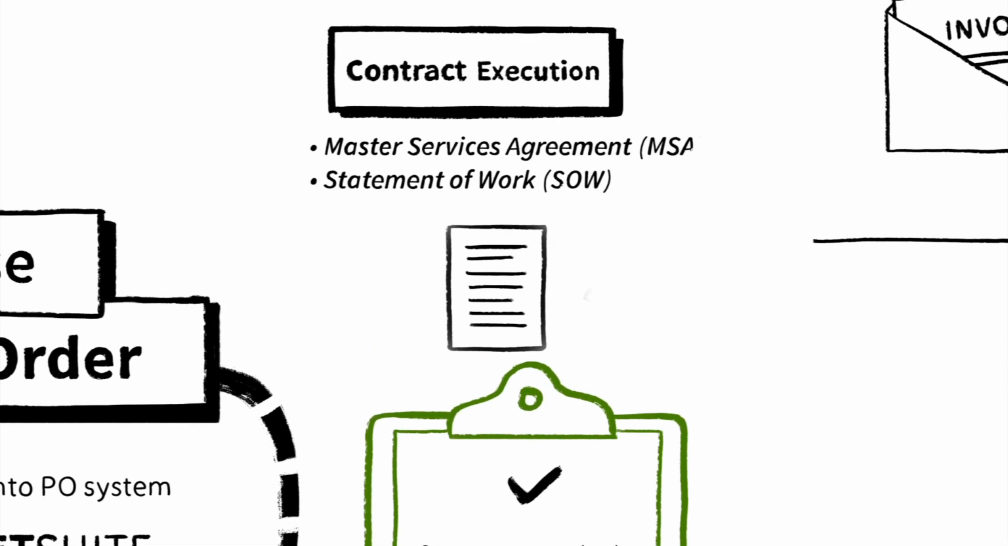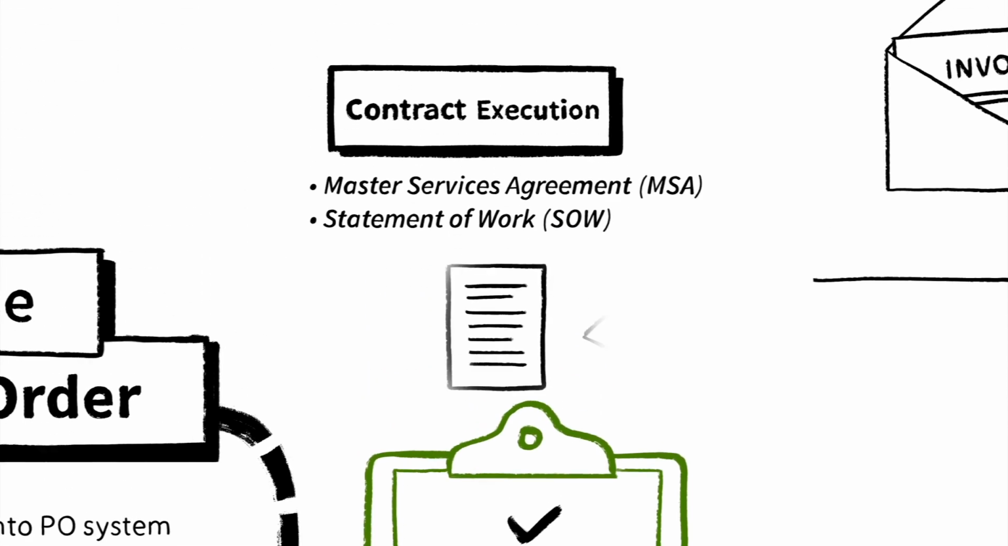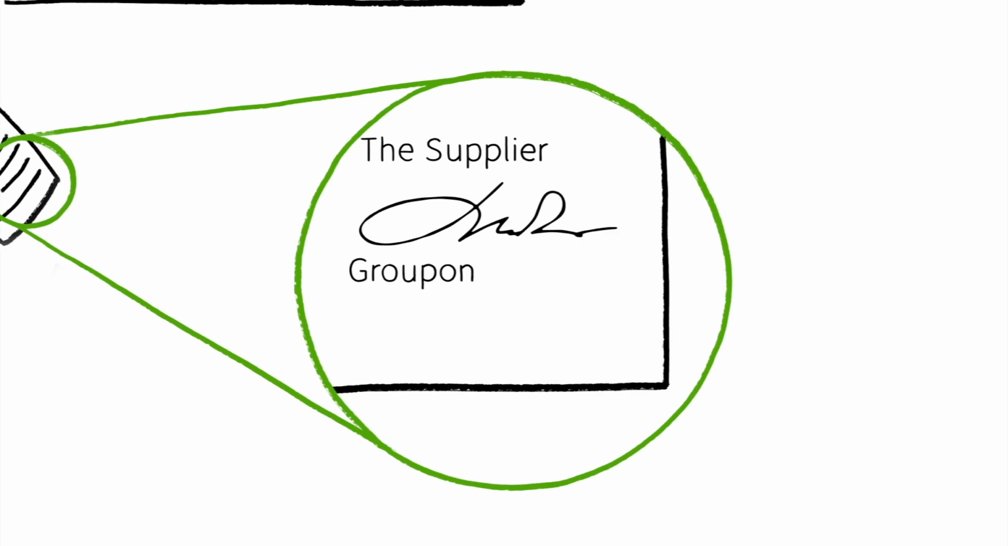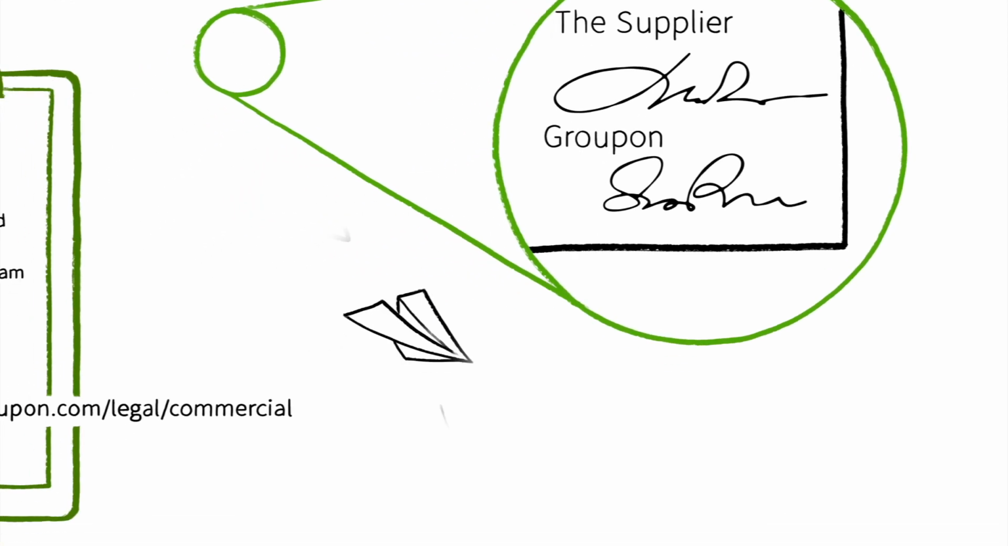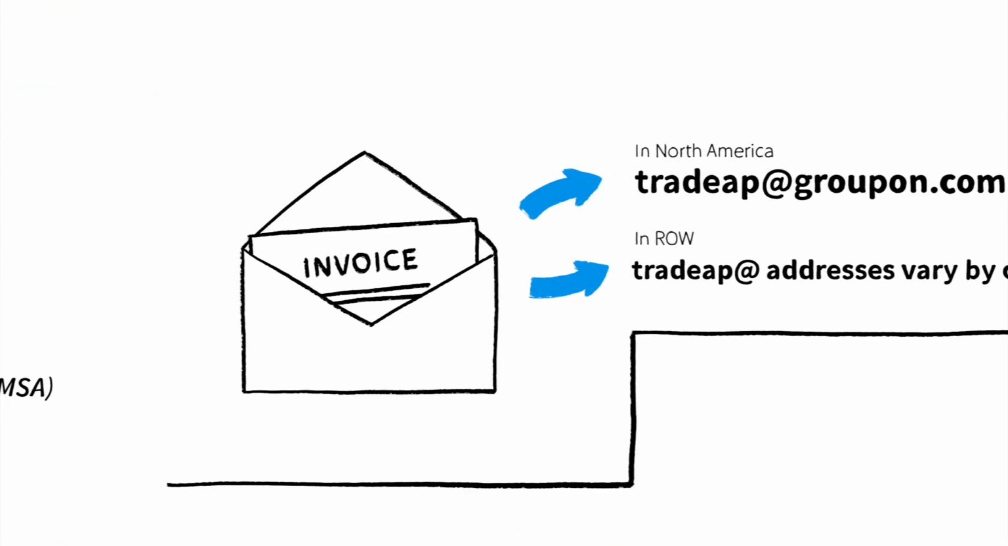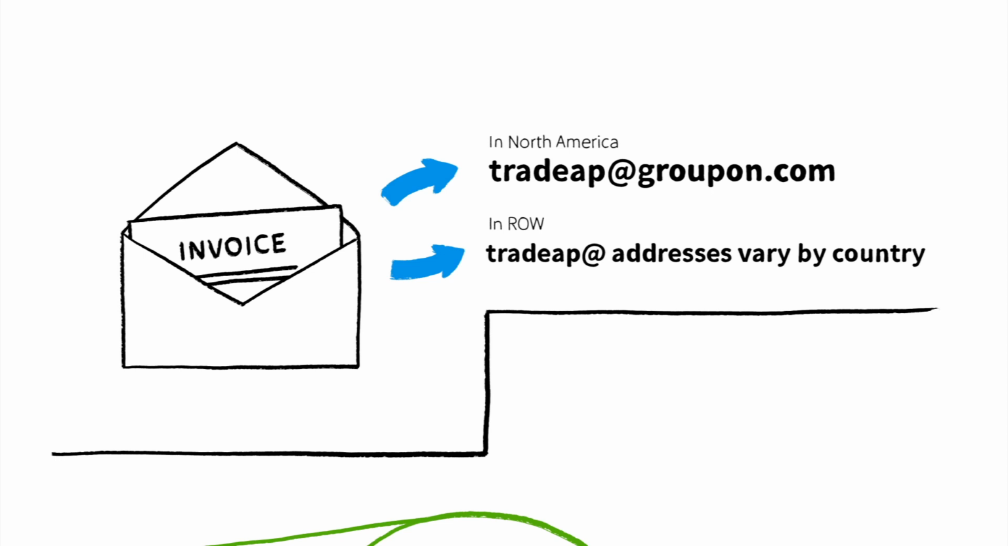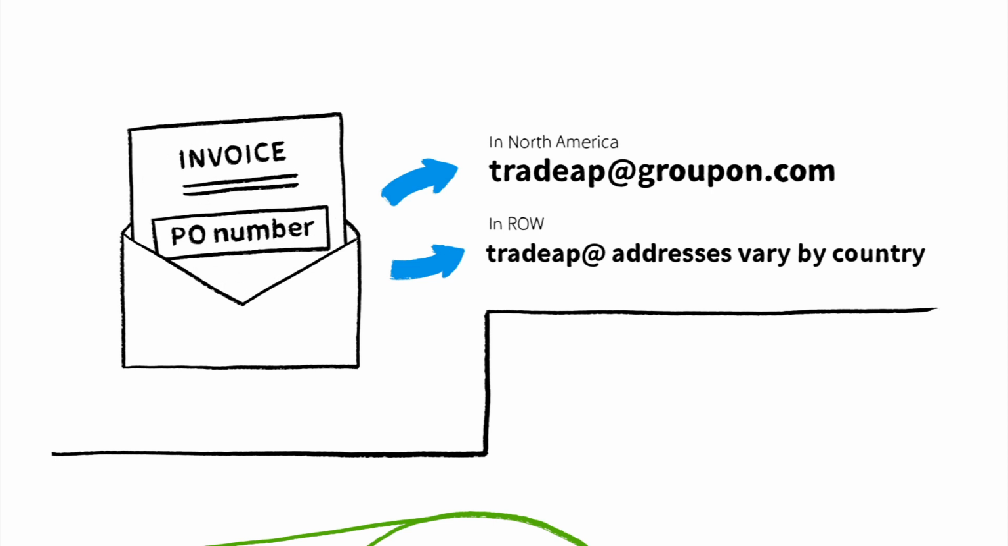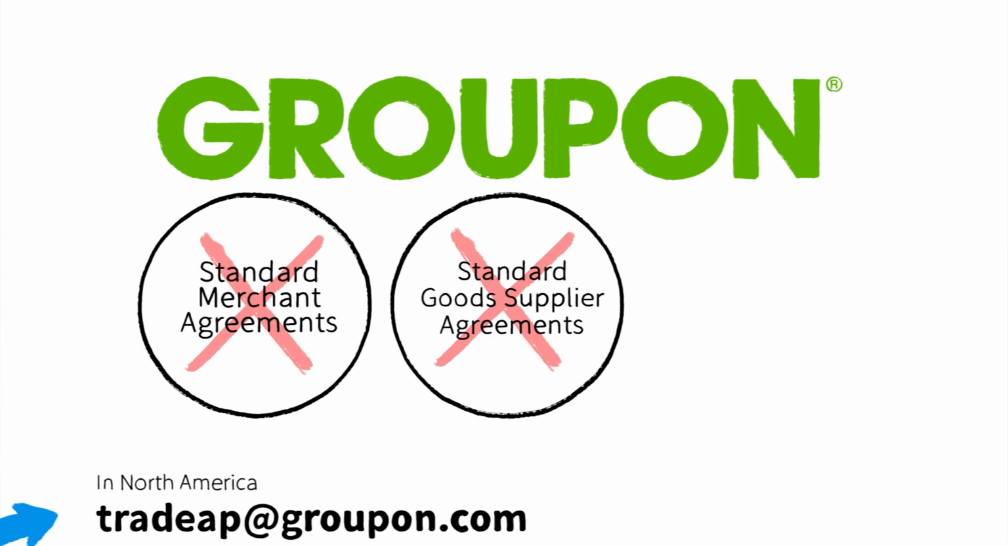Once approved by legal, have the agreement signed by authorized representatives of the supplier and of Groupon, and send the fully executed contract to procurementcontracts@groupon.com. Inform the supplier where to submit its invoices and remind the supplier to include the PO number on each invoice. Groupon does not need to sign standard merchant or good supplier agreements.